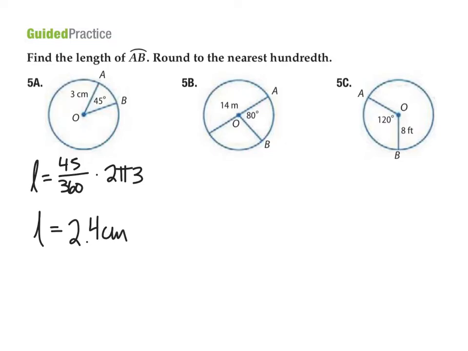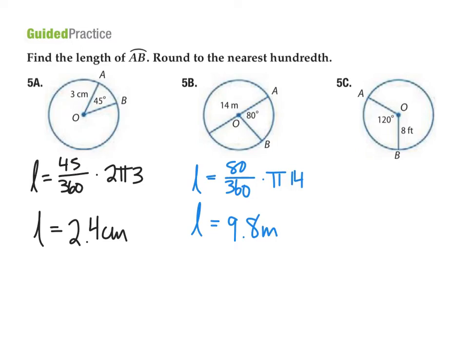Here's the second one. All right, for this one here, the arc length is going to be 80 degrees divided by 360 times the circumference. Now 14 meters, that's the diameter in this picture, so it's going to be pi times 14. So I'm going to type that whole thing into my calculator, and I get 9.8 if we round it, 9.8 meters.